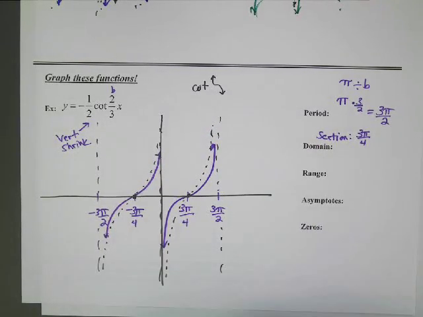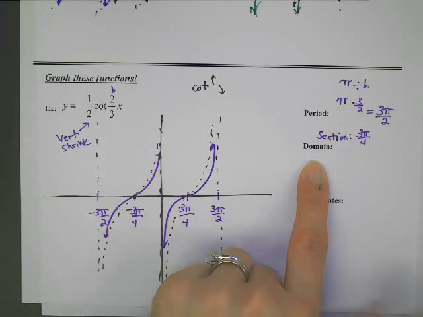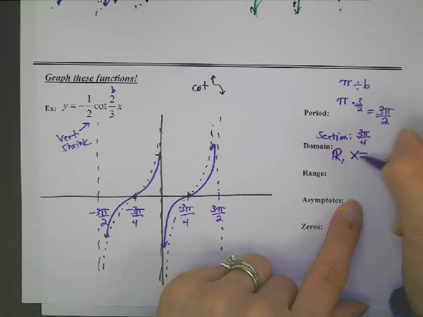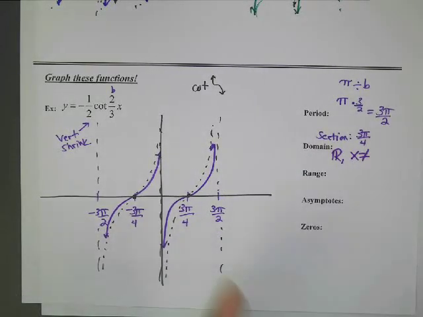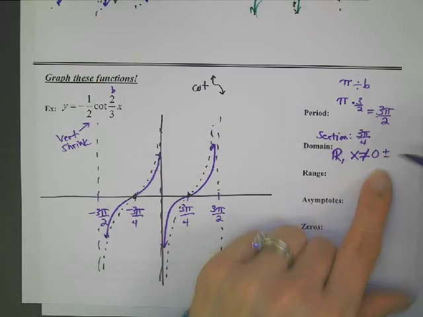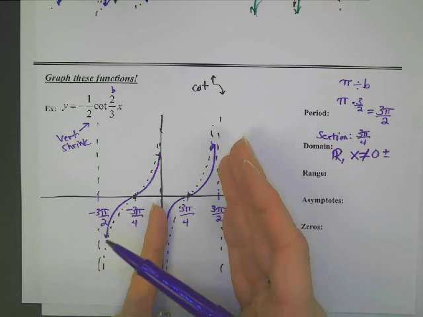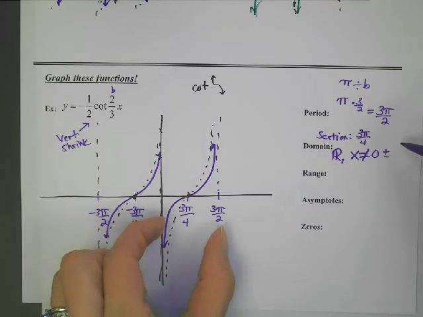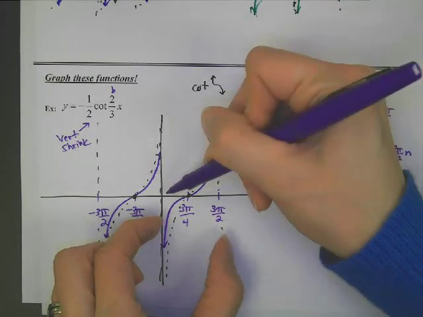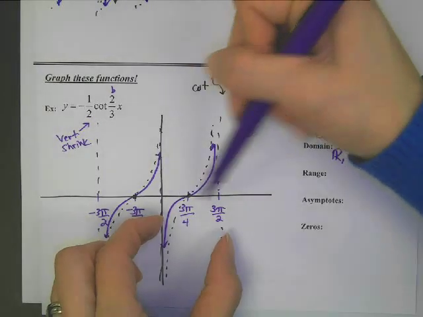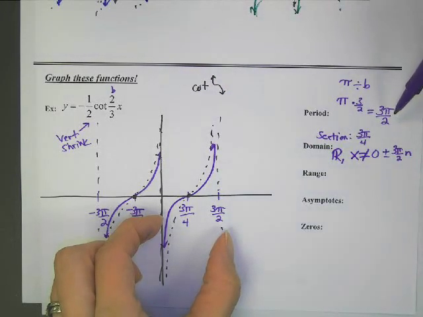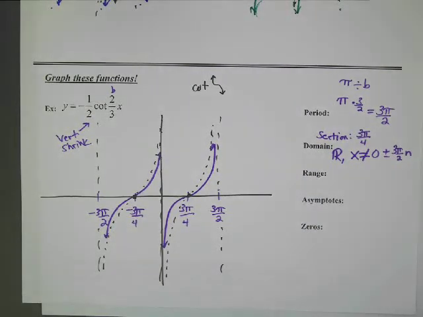And now it's time to answer some questions. The domain of tangent and cotangent, they always have asymptotes. They always have some breaks. All reals except x cannot equal. The first place that there's a break is 0. Then you say plus minus. The distance to the next asymptote is, oh, that's easy, right there, 3 pi over 2n. From asymptote to asymptote is always 2 sections. 2 sections is another way of saying period for these guys.